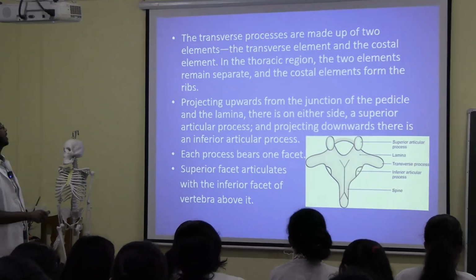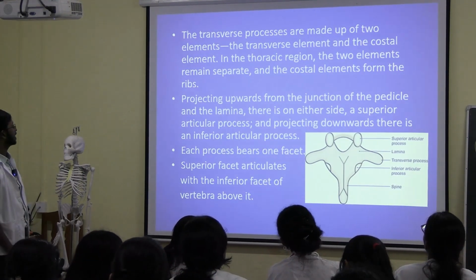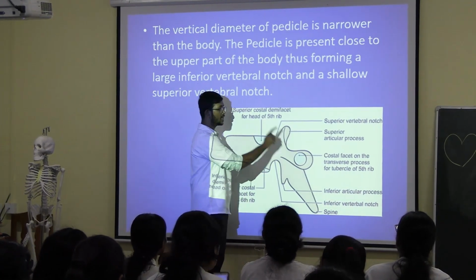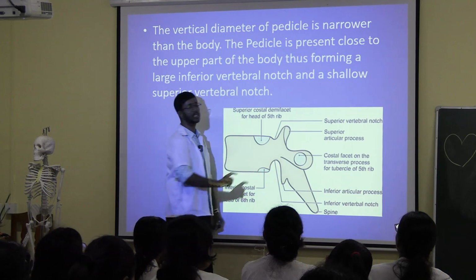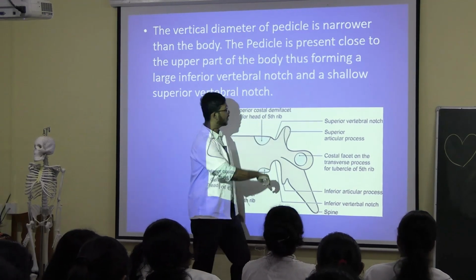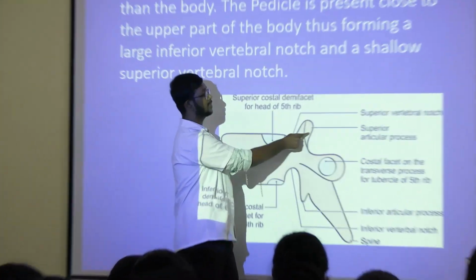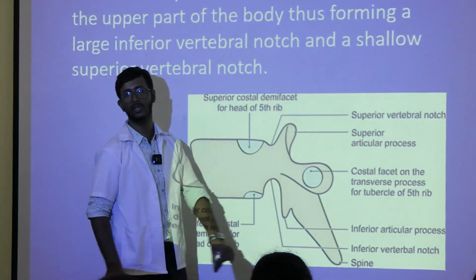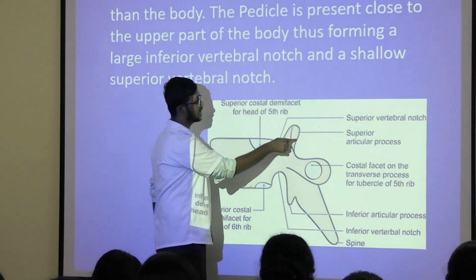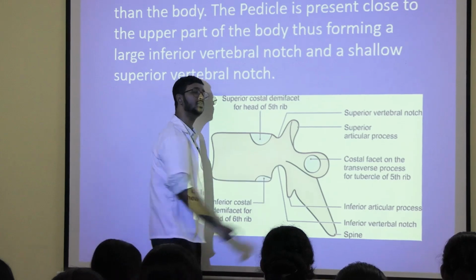The transverse processes are made up of two elements, as already said. What I have said is that the superior vertebral notch and inferior vertebral notch articulate with another vertebra. Basically, not the notch, but the facet present here articulates with another vertebra. So this notch has this facet, and the facets articulate with one another.